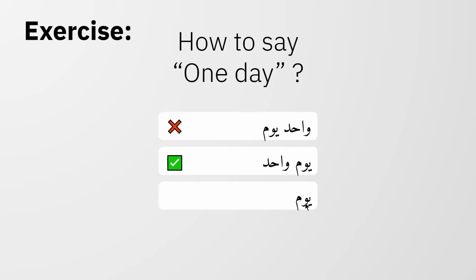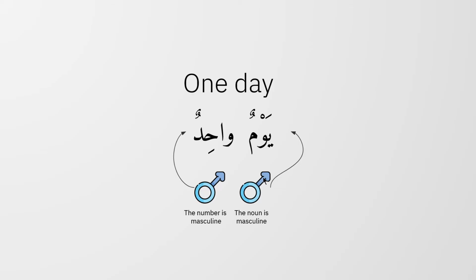What about يوم? Also here it's correct. The noun by itself indicates singularity, so you don't have to add واحد. It's added only for confirmation. What do you notice here? For number 1, the noun is masculine, and the number matches the noun's gender, okay?